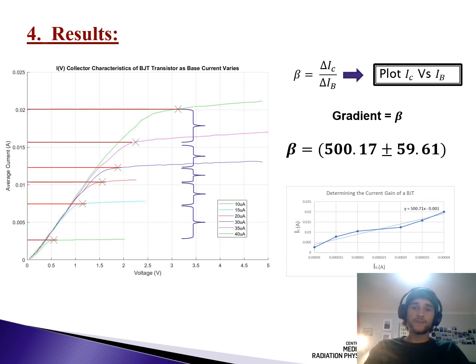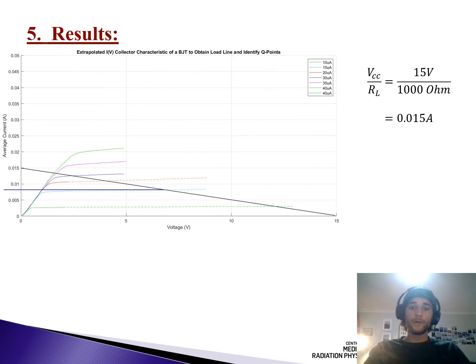This element of uncertainty can be further visualized after plotting IC against the base current and observing that it is not perfectly linear. The voltage gain given by the gradient was found to be 500.17 with an associated uncertainty of 59.61. The load line was obtained by constructing a line in the form of y = mx + b, which intercepted the y-axis at 0.015 amps and the x-axis at 15 volts.